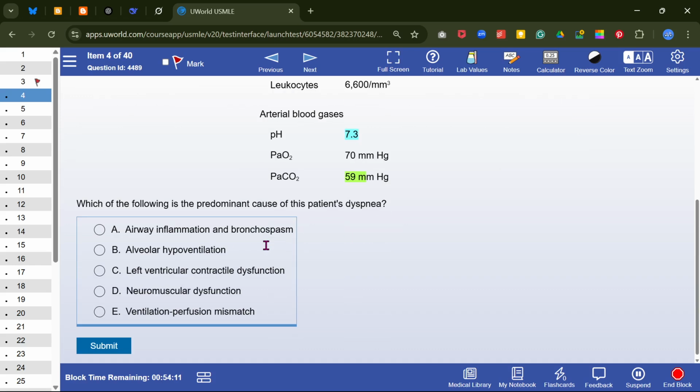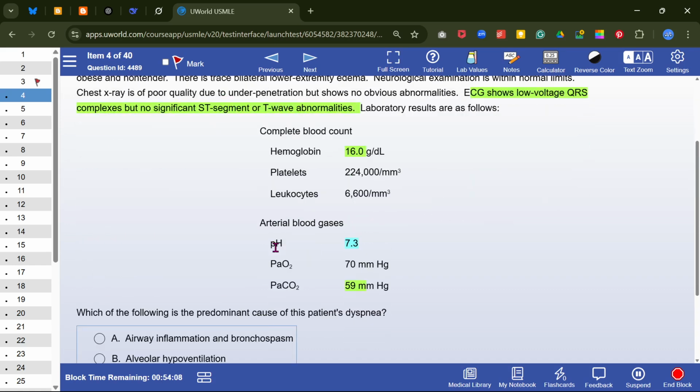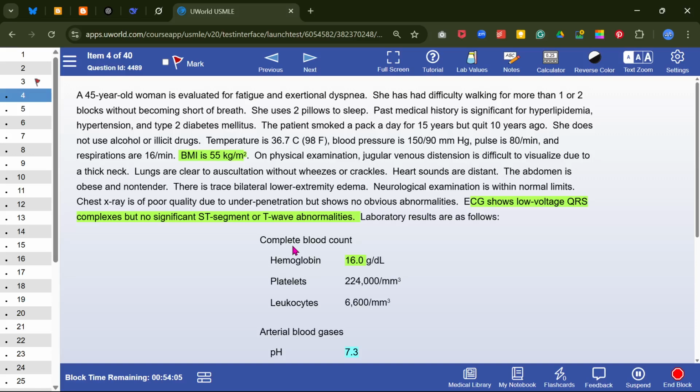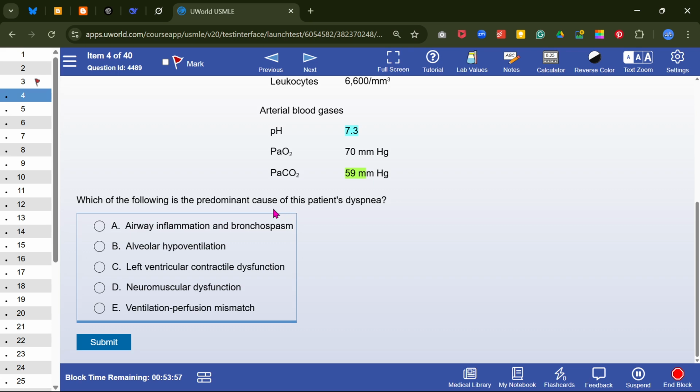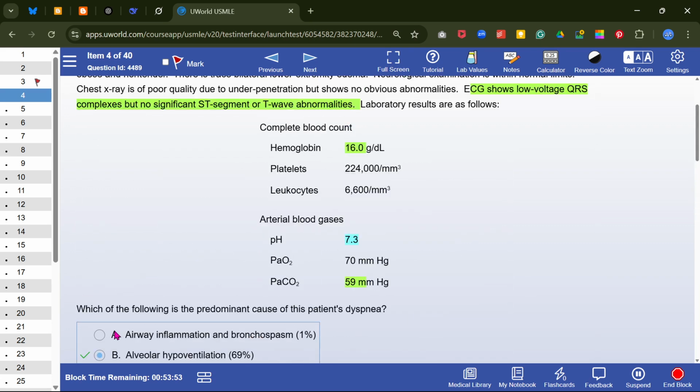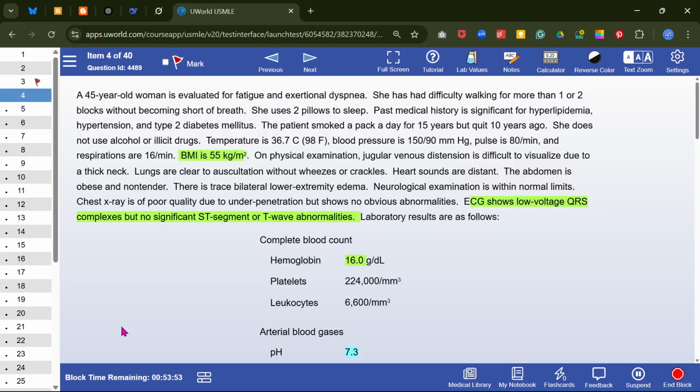Maybe I don't know. Maybe BMI is high. Yes, you have diagnosed right. It is obesity. Oh, yes, and obesity hypoventilation syndrome.